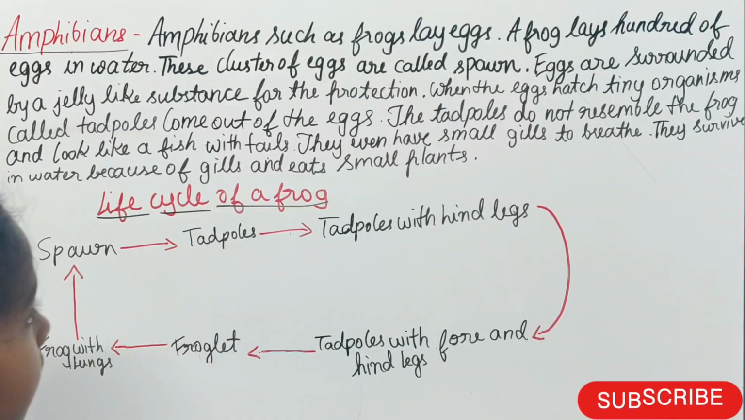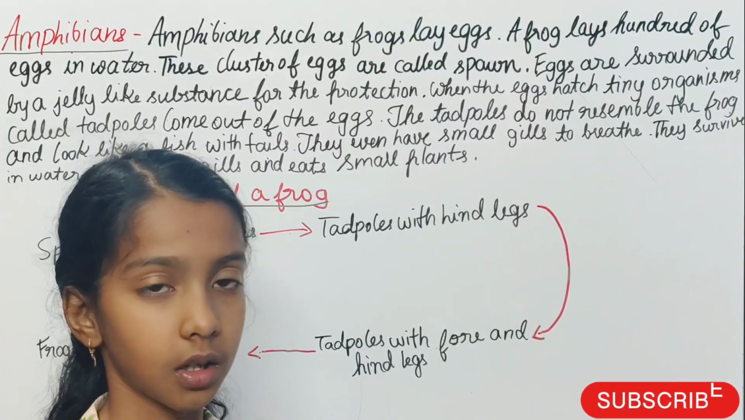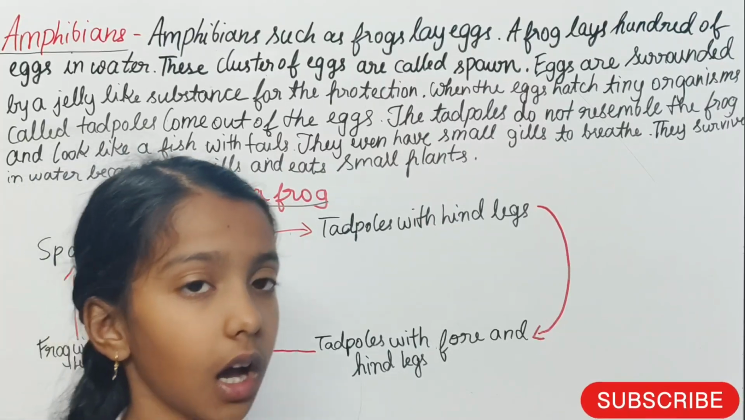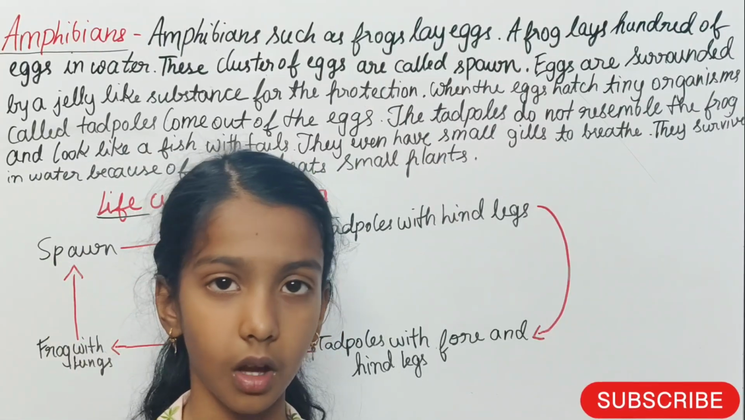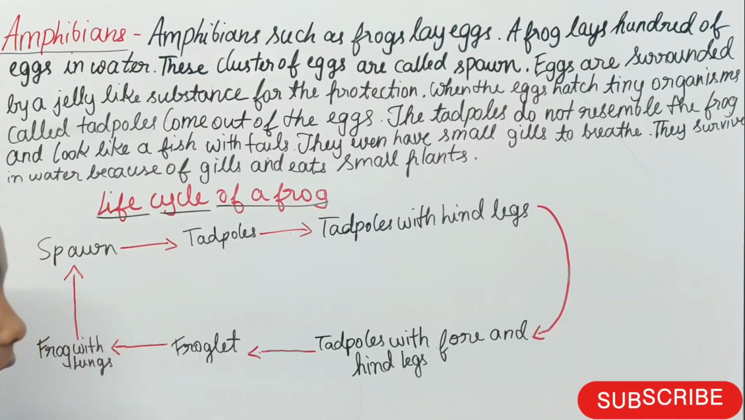The tadpoles do not resemble the frog and look like a fish. What are tadpoles? The young ones of the frog are called tadpoles. They look like a fish, and they also have a tail.